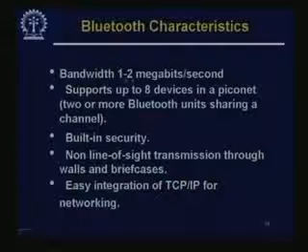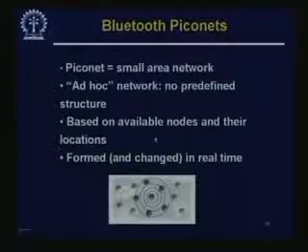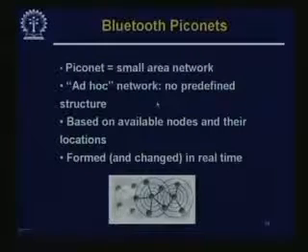The bandwidth is 1 to 2 megabits per second. We are not looking for a very large bandwidth over here, because this is more for control and function rather than downloading files. It supports up to 8 devices in a piconet. Now what is a piconet? Two or more Bluetooth units sharing a channel is called a piconet. It has some built-in security, non-line of sight transmission through walls and briefcases, because of the frequency band it uses, and integration of TCP/IP for networking. So a piconet is a small area network.